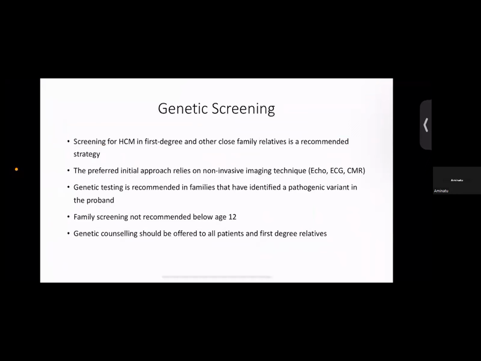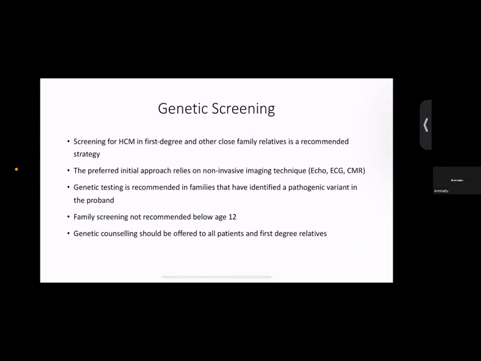Genetic screening for HCM in first degree and other close family relatives is a recommended strategy. The preferred initial approach relies on non-invasive imaging techniques, like we mentioned in the other charts, where we said this patient should undergo ECG, echo, and cardiac CMR first, the non-invasives. And then if there are features suggestive of HCM and a family history, then this patient can go for genetic screening.